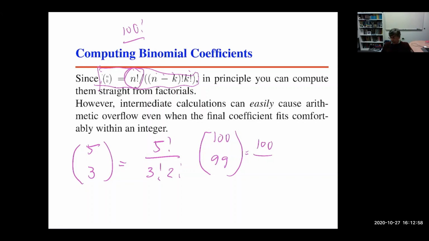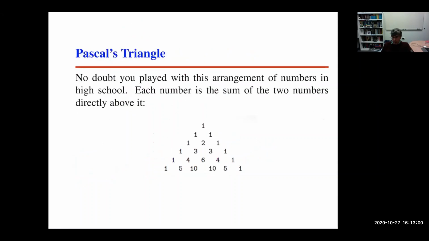How can you compute n choose k? I claim in high school you saw Pascal's triangle. Who here saw Pascal's triangle? You may not remember why you saw it, but does everybody kind of remember seeing Pascal's triangle?